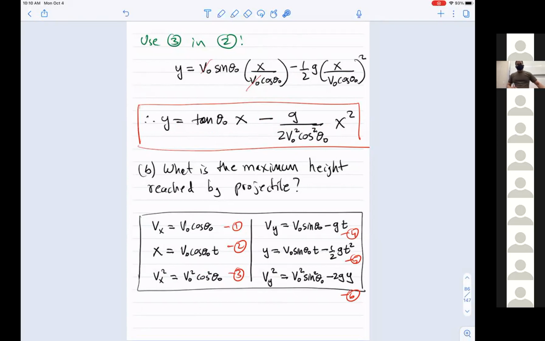Tangent instead of sine? I'm doing sine theta divided by cosine theta, and that's tangent. So I just combine those two into tangent. Yep. Any other questions?